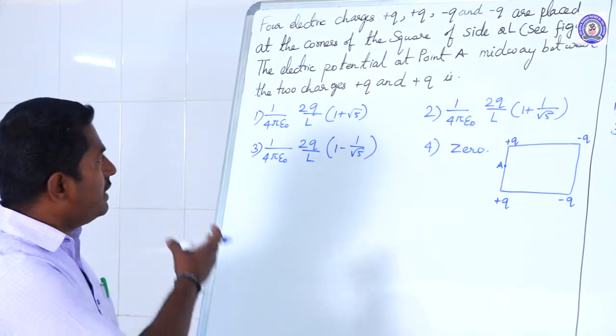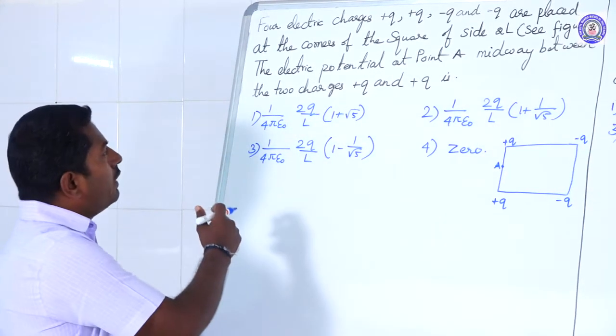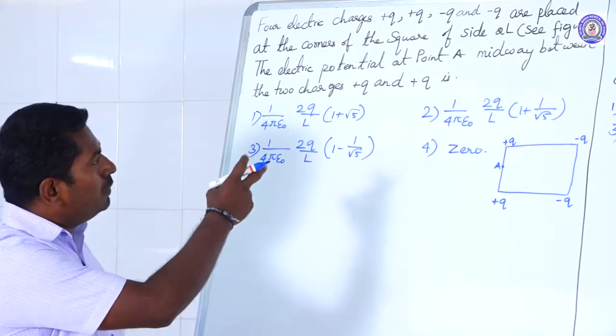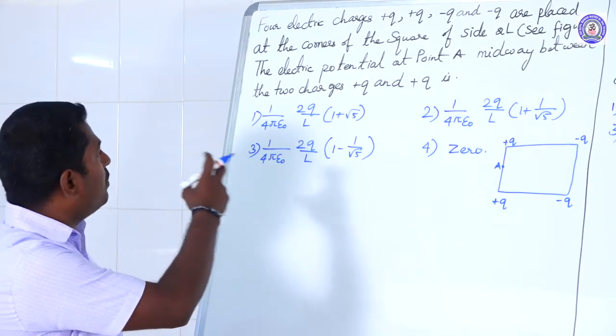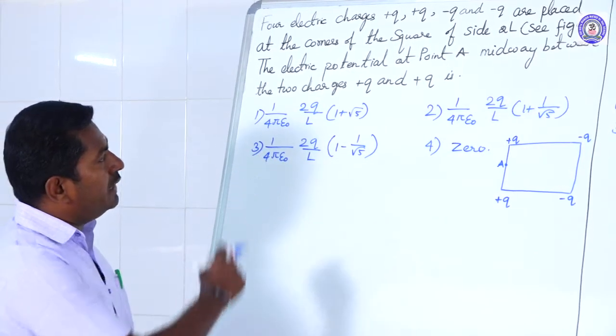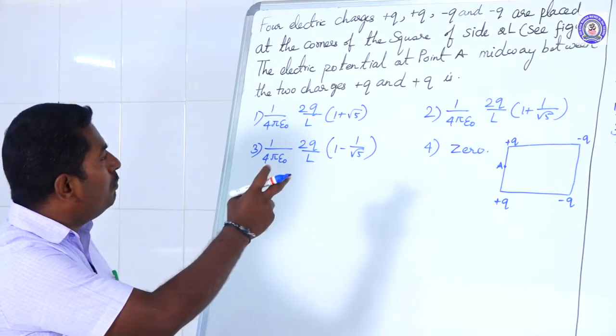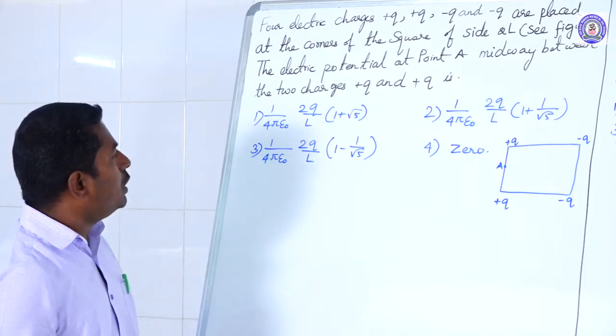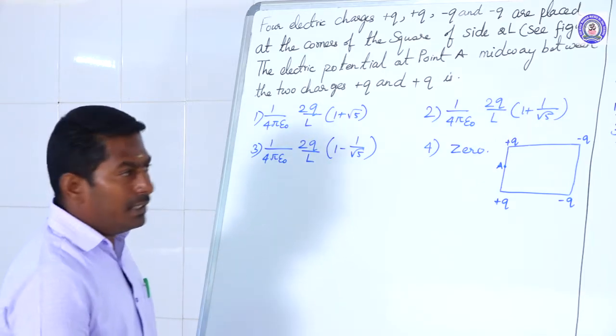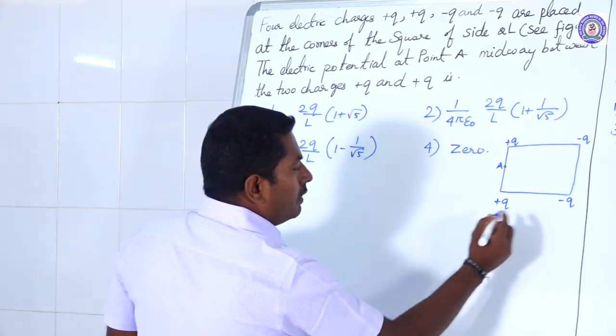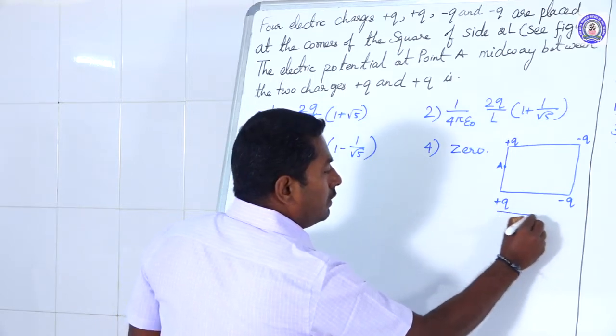So next we are going to see another problem. Four electric charges plus Q, minus Q, and minus Q are placed at the corners of a square of side 2L. The electric potential at a point A midway between the two charges plus Q and plus Q. See the square, side of a square is 2L.